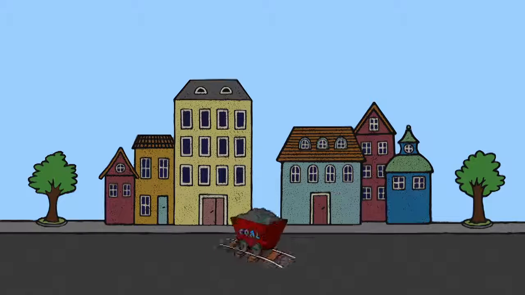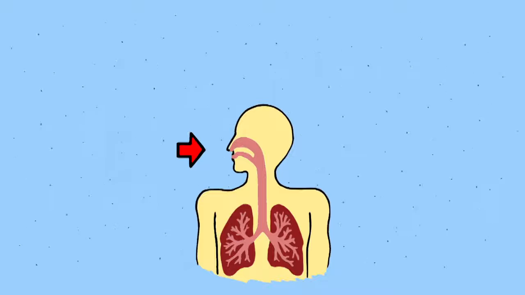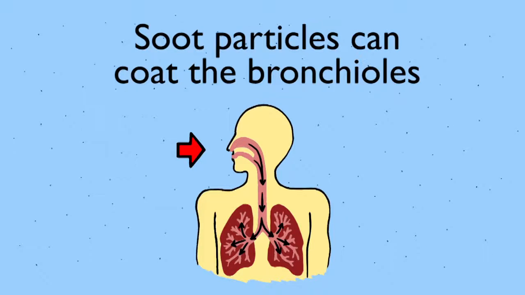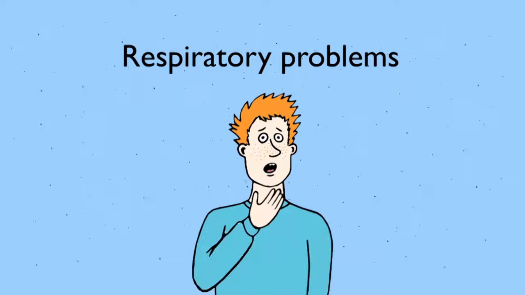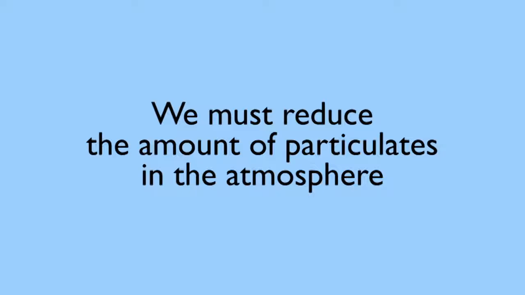This is the same as coal, but where it exists as fine particulate matter, it coats practically everything, making it appear dirty. Of course, aesthetics aren't the only reason why we should try to reduce the amount of particulate matter. Particulates, including soot, can be inhaled into our lungs, and with a size of 2.5 microns, can coat the bronchioles, leading to respiratory problems, even lung cancer. Therefore, it is very important to reduce the number of particulates in the atmosphere.